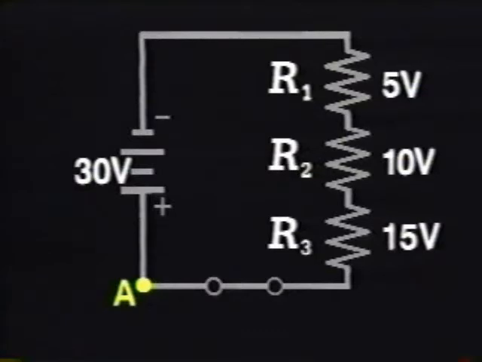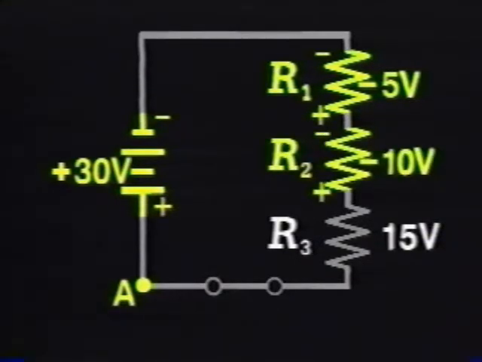Pick a point on the circuit and label it A. Now move clockwise around the circuit. You will first encounter the supply voltage, plus 30 volts. Next, you encounter the voltage drop across R1, minus 5 volts. As you continue moving around the circuit, you come to minus 10 volts across R2, and finally minus 15 volts across R3. According to Kirchhoff's law, 30 minus 5 minus 10 minus 15 equals 0.